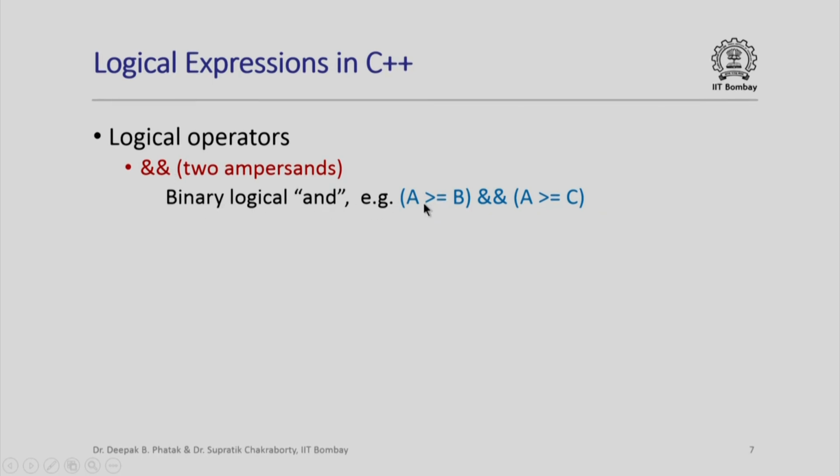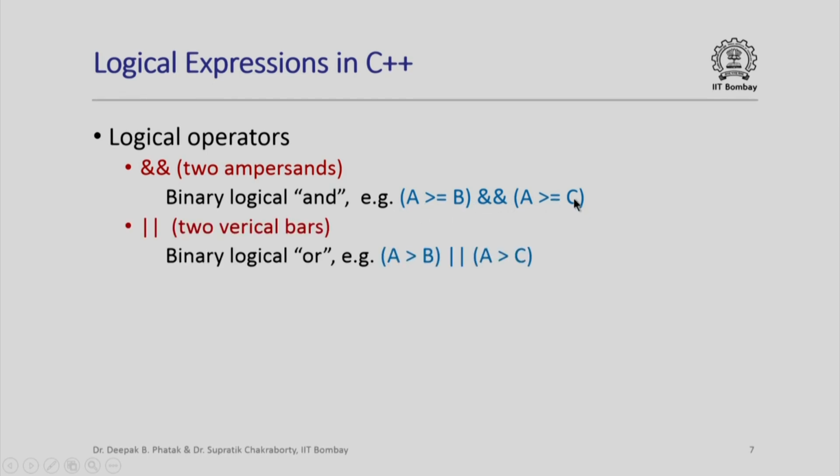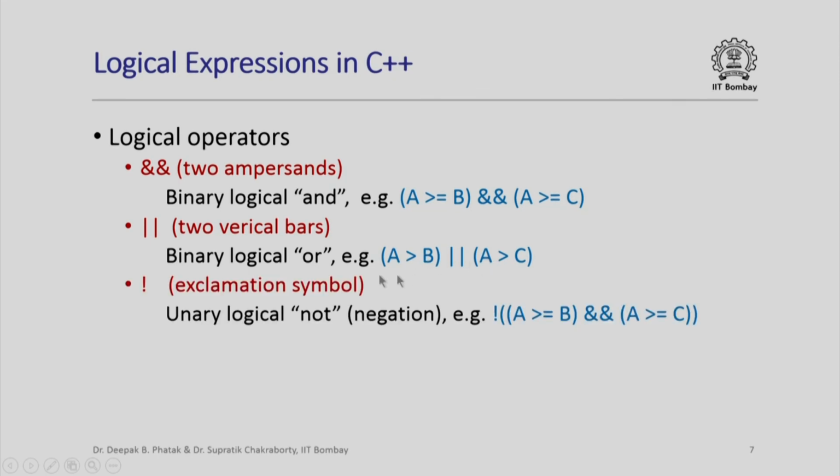For example, I could say A >= B && A >= C. I could use two vertical bars to denote the binary logical operator OR. For example, A > B || A > C. And I could use one exclamation symbol to denote the unary logical NOT operation, or the negation operation. For example, I could say !(A >= B && A >= C).